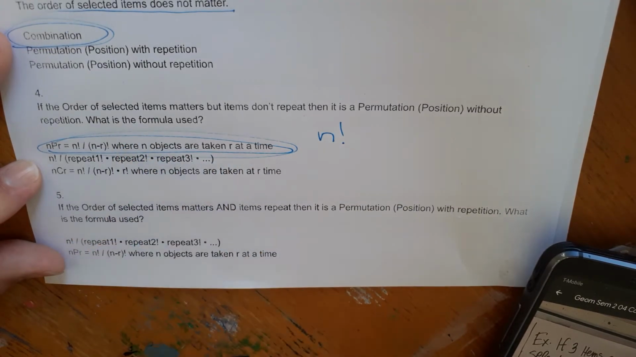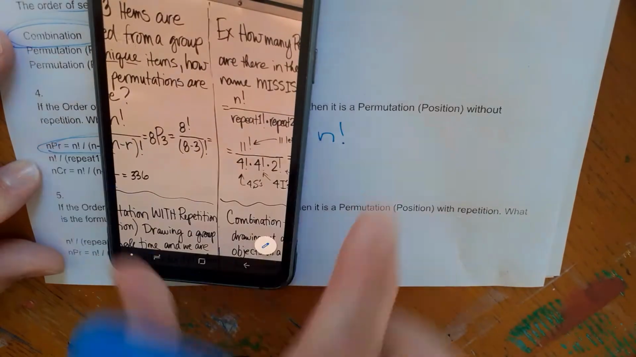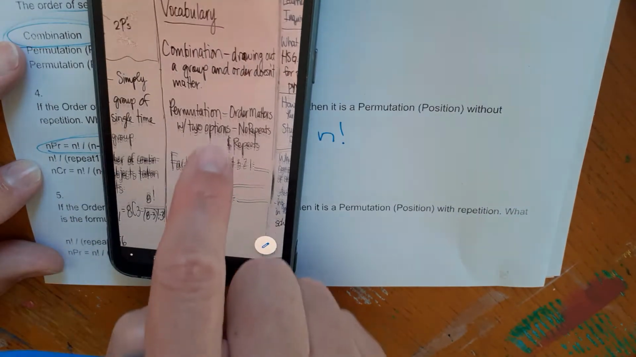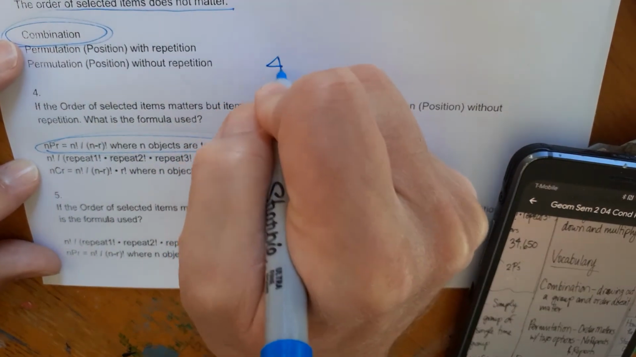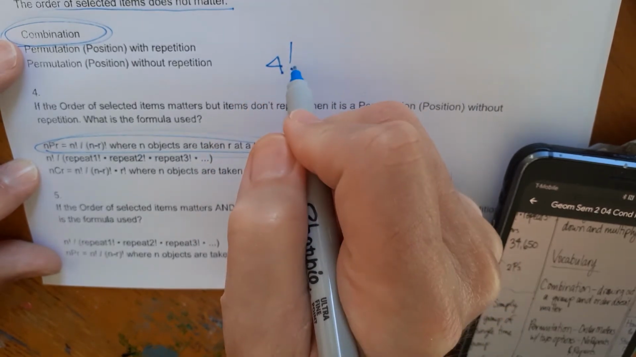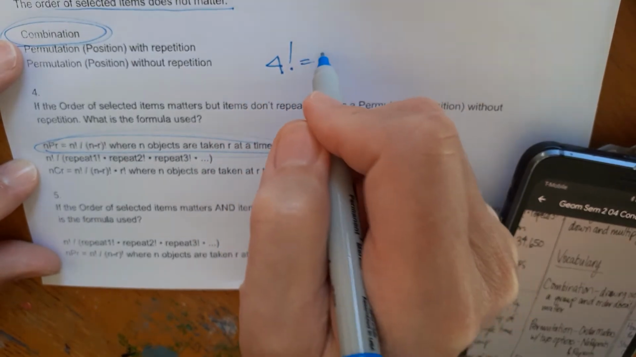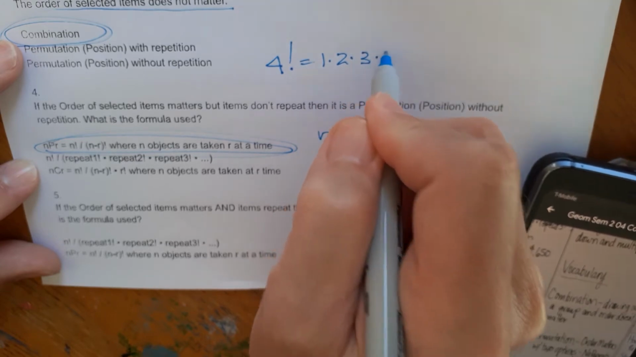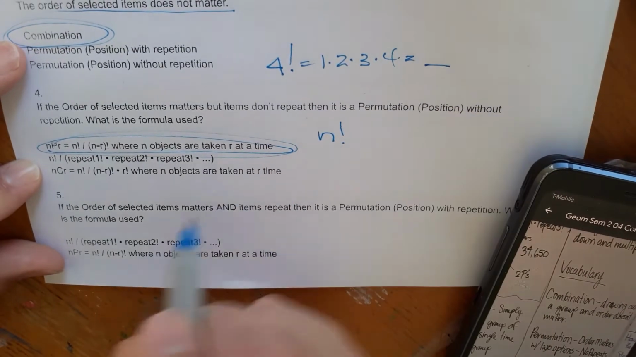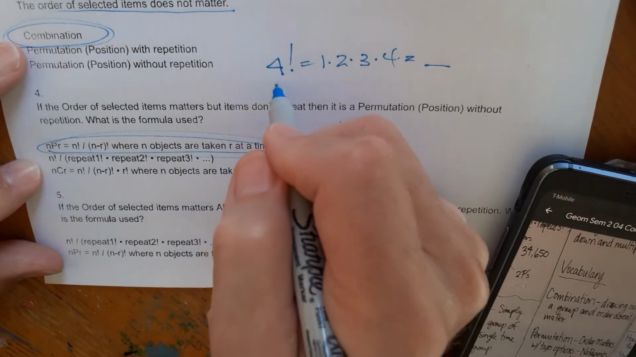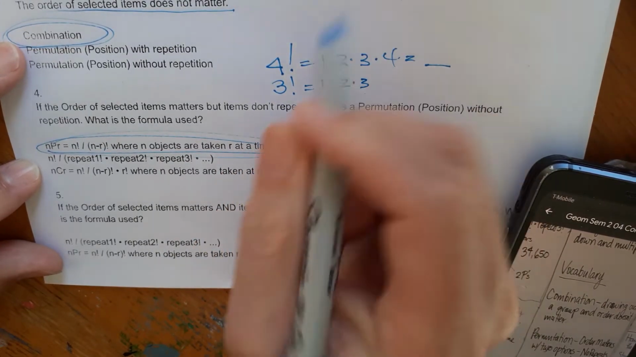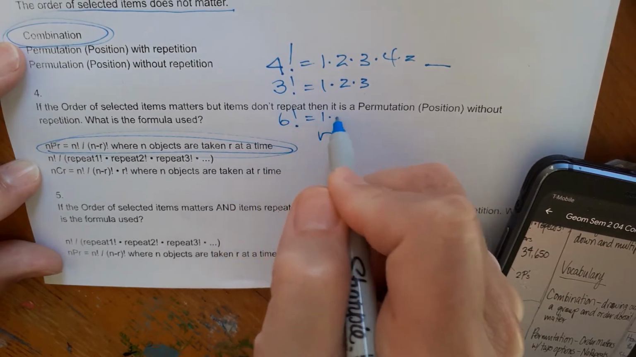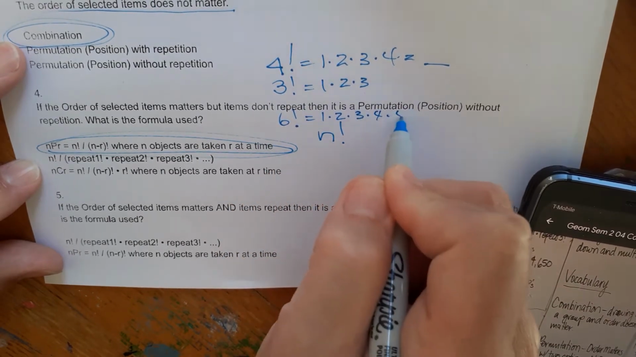Okay, let's see what they give us. And looking at the notes too, let's go over to vocabulary. Factorial right here. They used an example 4 factorial, which is an exclamation point. So if you've got 4, and it's exclamation point, which means factorial, that means 1 times 2 times 3 times 4. You multiply all those out and get a rather large number. 3 factorial would be 1 times 2 times 3. 6 factorial would be 1 times 2 times 3 times 4 times 5 times 6.